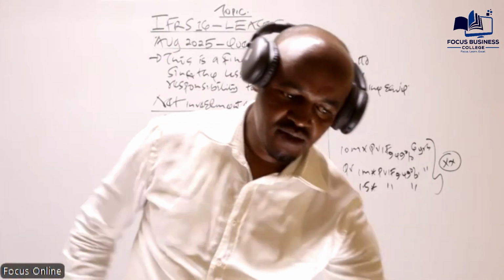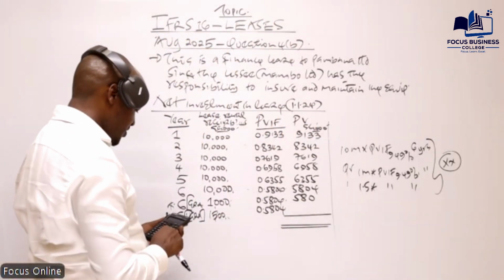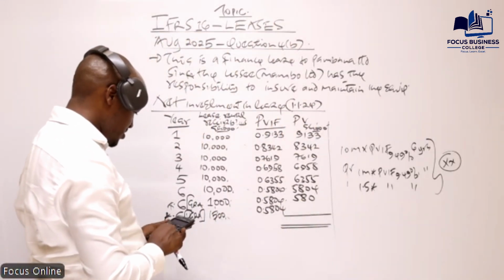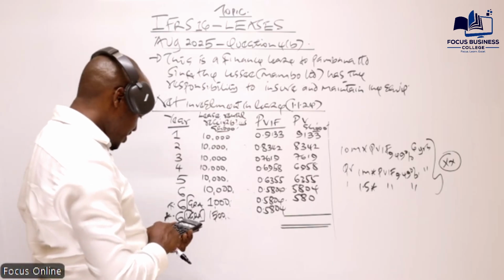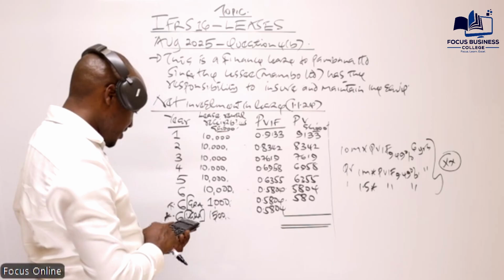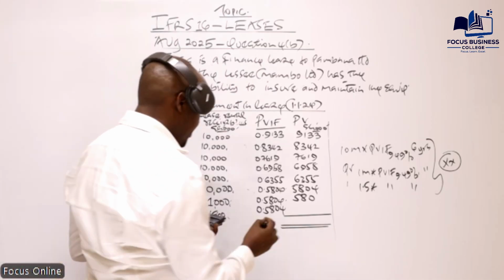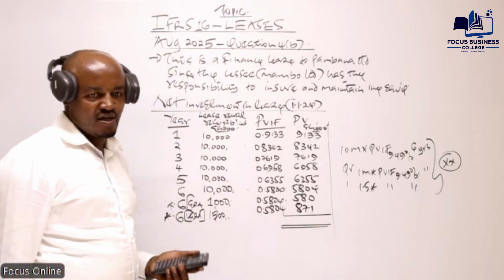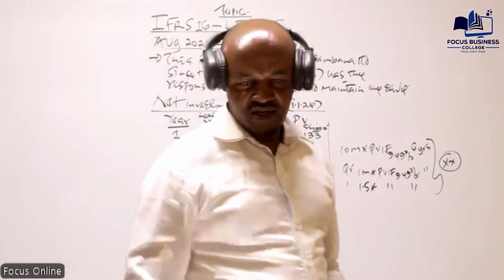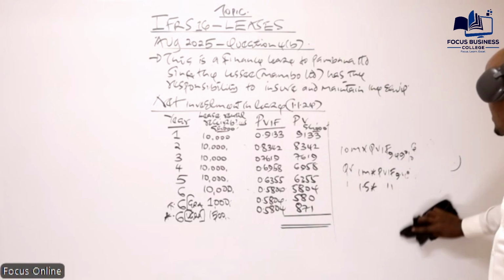What about the last one? It is 0.5804 times 1500. So this will give us, to the nearest whole number, 871.